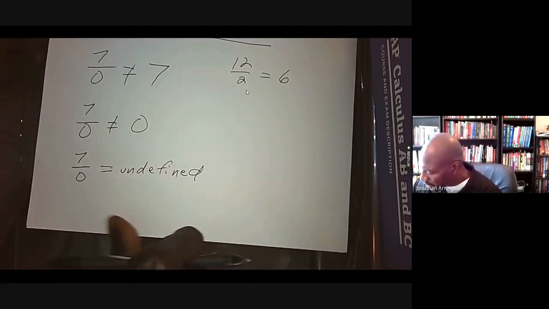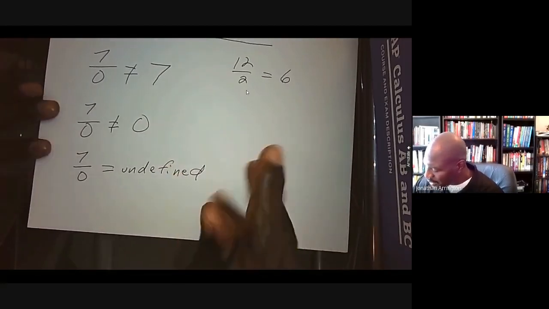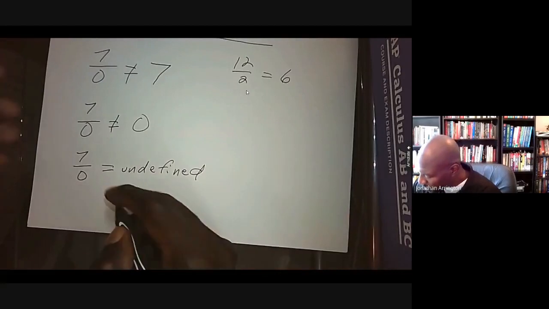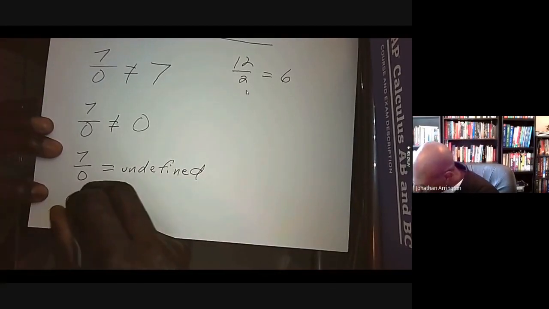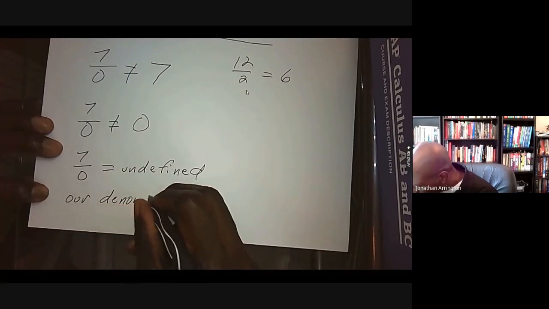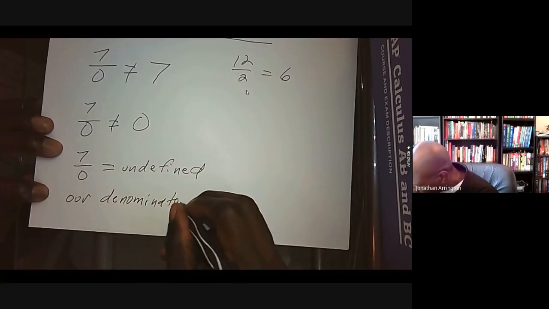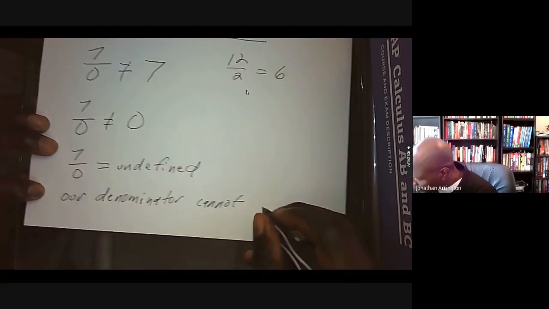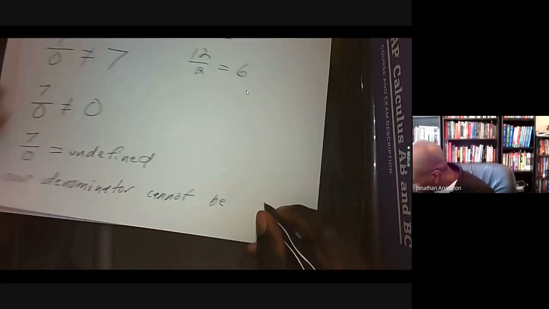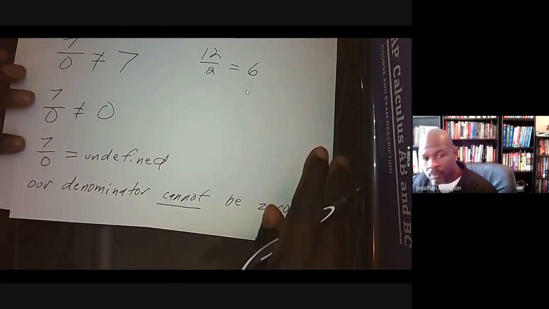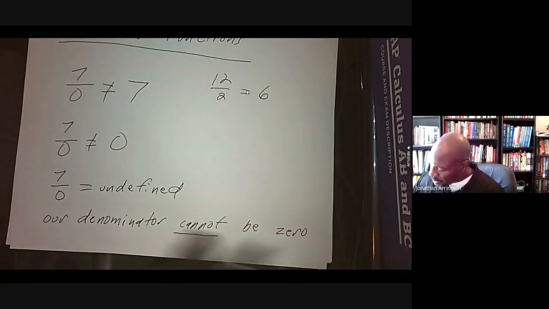And that's our first principle for domain of real numbers. Our first principle is, I said domain of real numbers, I mean domain of functions, which is based on real numbers. Our first principle is our denominator cannot be 0. So our denominator cannot be 0.